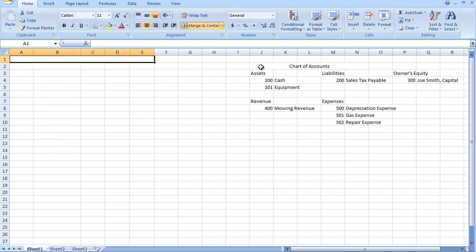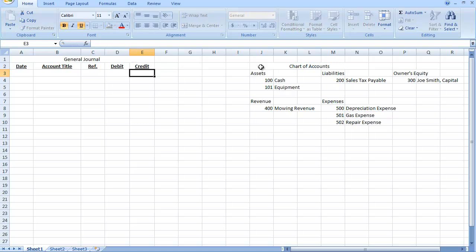So now we need to make our general journal. So there's our general journal. And then we'll have a date column, account title, a reference, a debit, and a credit.